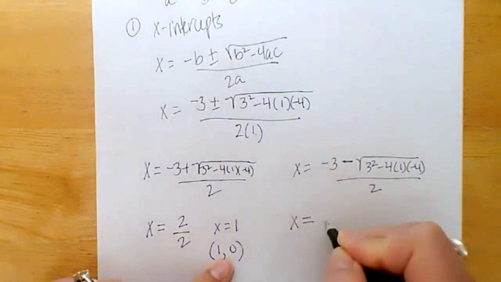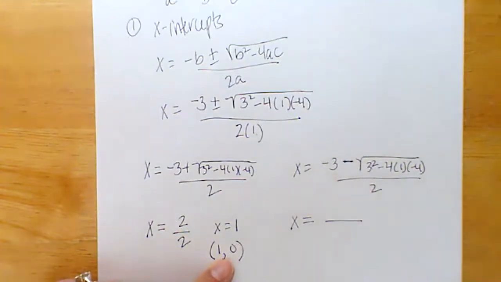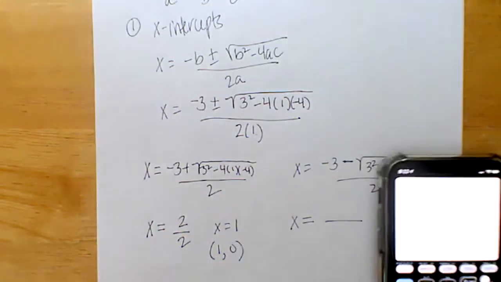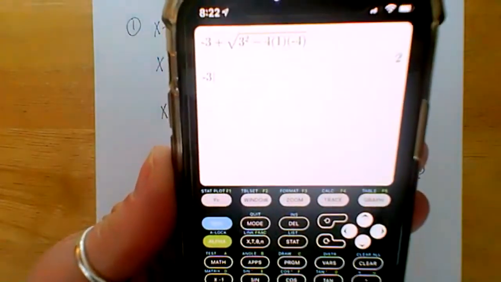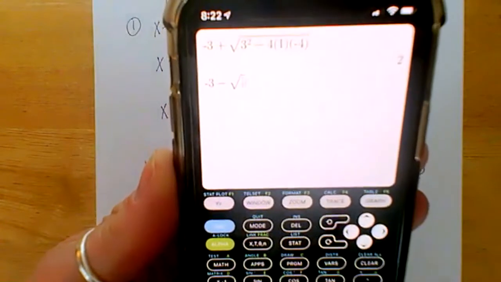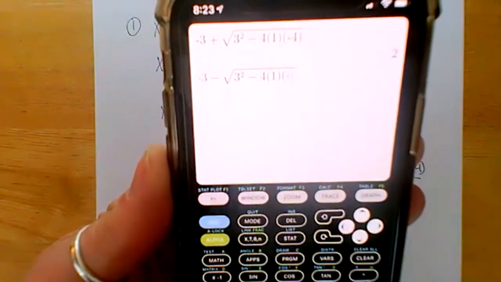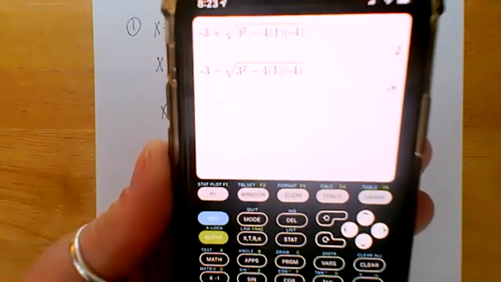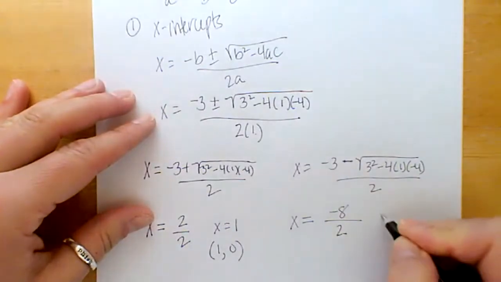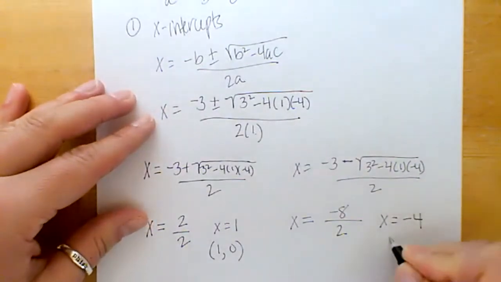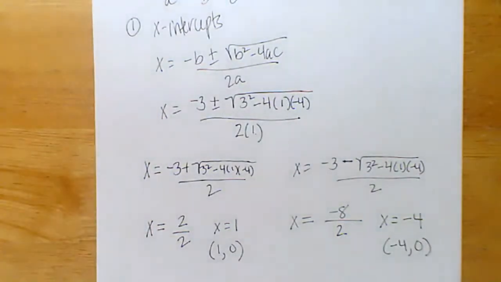This one here, x equals, we are actually going to be getting, let's do it in the calculator. Negative 3 minus the square root of 3 squared minus 4 times 1 times negative 4. Enter, and we get negative 8. Negative 8, don't forget to divide it by 2, so we're going to get negative 4. How we write that as the point where it crosses the x-axis is negative 4, 0.